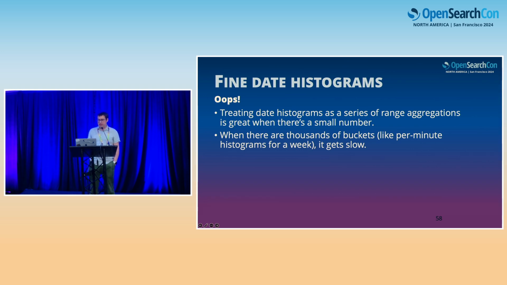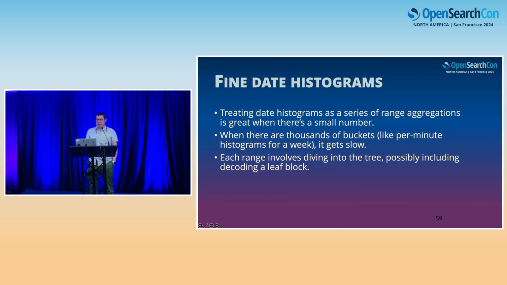So we temporarily ended up disabling this particular optimization when the number of buckets was more than 1,000. I think we set a threshold of 1,000. If there are fewer than 1,000 buckets, go for it. If there's more than 1,000, just fall back to doing it the old way. But we wanted to be cleverer about this. We still want to be able to handle these thousands of buckets.